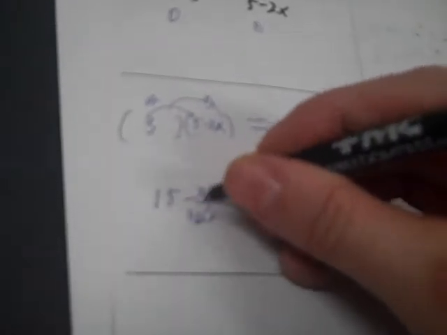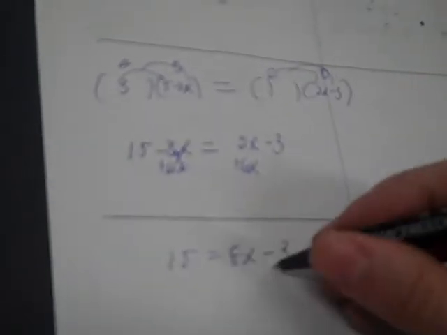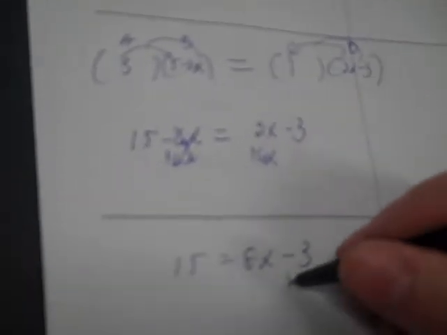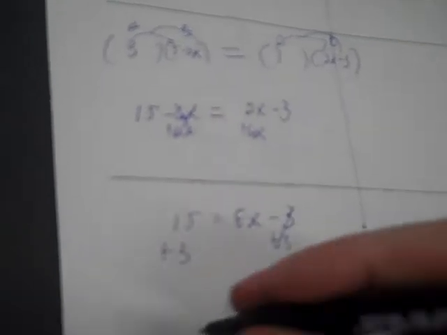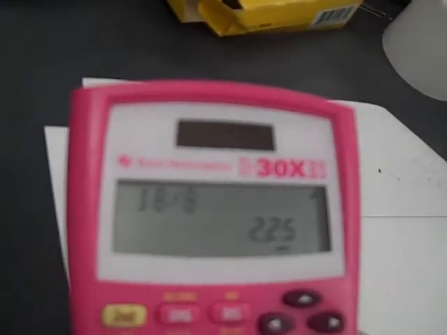Okay, your x's, get them on the same side. They're both to the first power. So plus 6x plus 6x. So that gives me 15 equals 8x minus 3. Then I add 3, and that's 18. So 18 equals 8x. And then divide by 8. It's a decimal, who cares? Okay. 2.25. That's the only answer.